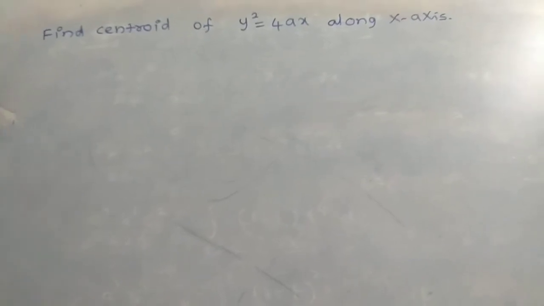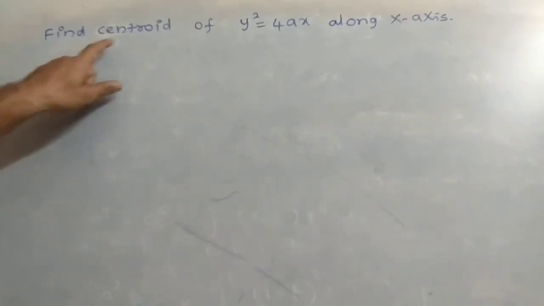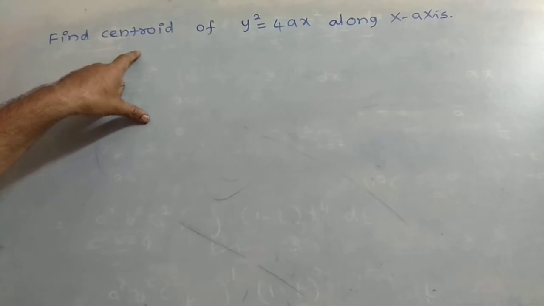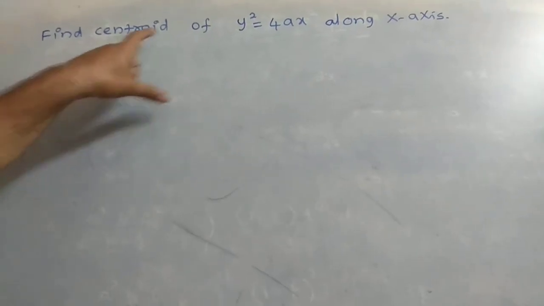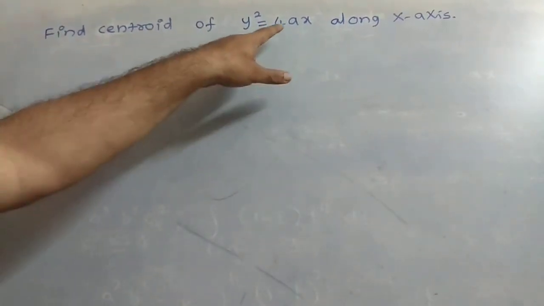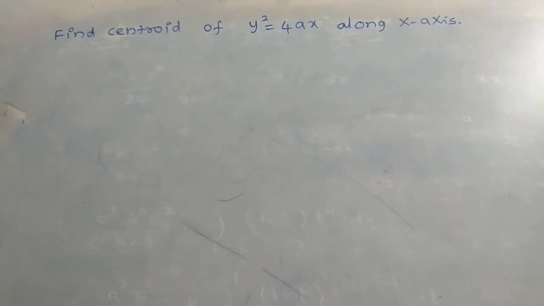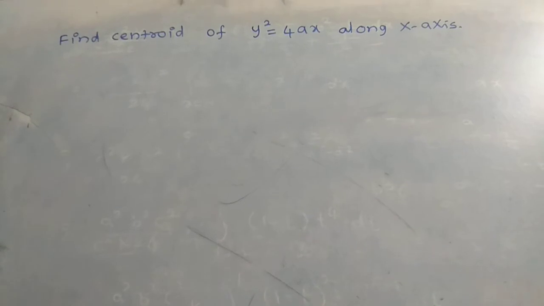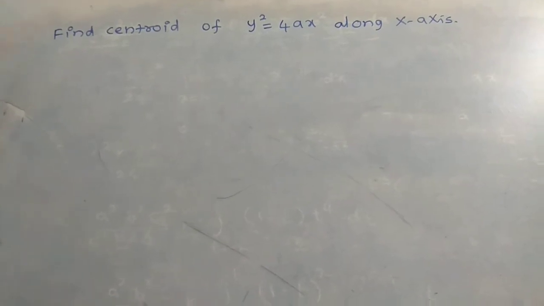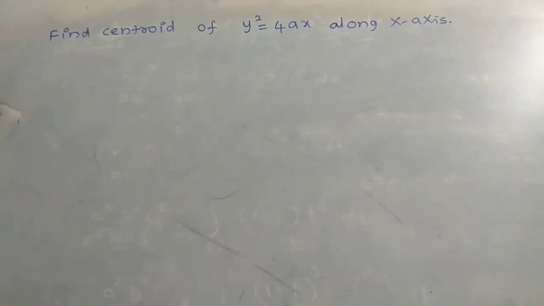So let us have one more problem. Find the centroid. Centroid is also called the center of gravity of the equation y square equal to 4ax along the x-axis. Remember, center of gravity as per our syllabus is calculated only along the x-axis. We have only one formula.